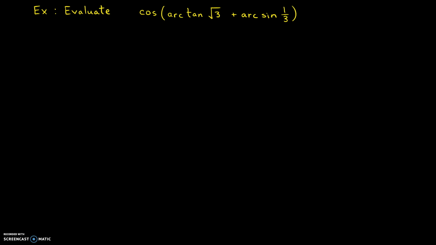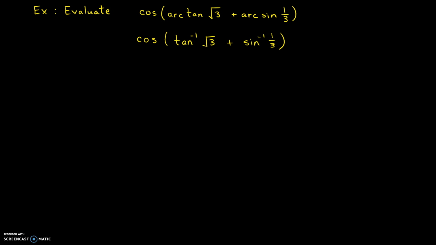Alright, so in this video we're asked to evaluate cosine of arctan square root of 3 plus arcsine of 1/3. And so I'm just going to go ahead and begin by rewriting this. This is really just the same thing as seeing something like this. So arctan is just another way to say tangent inverse, square root of 3 plus sine inverse of 1/3.